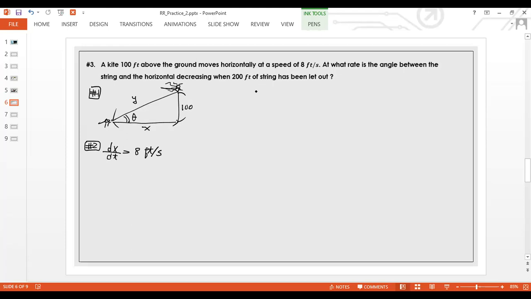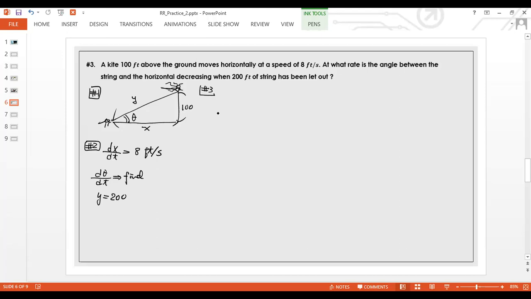And I want to find the rate of the angle between. So I want to find the d theta/dt. This is what we want to find. And then they also say when 200 feet of the string has been let out. So that means this is the string, right? So that means y is 200 here. Okay, all right. So now let's try to set up these equations.